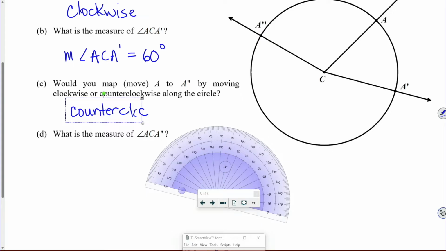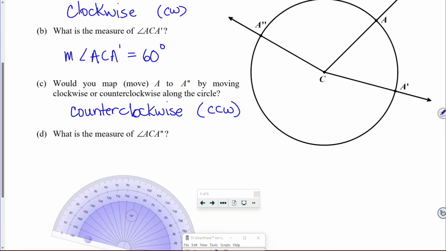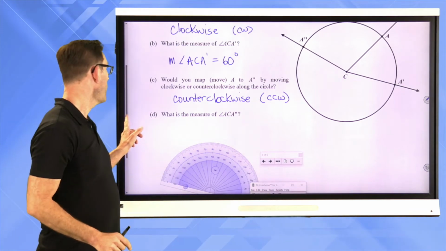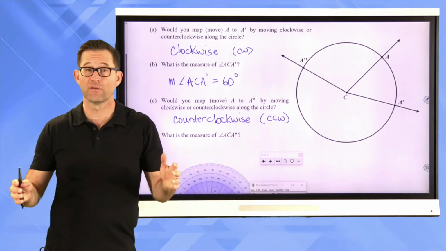Whoops, and I don't know why that happened, but it did. All right, CCW, counterclockwise. Clockwise is sometimes abbreviated CW. Okay. And again, we can think about what angle we'd have to move it.